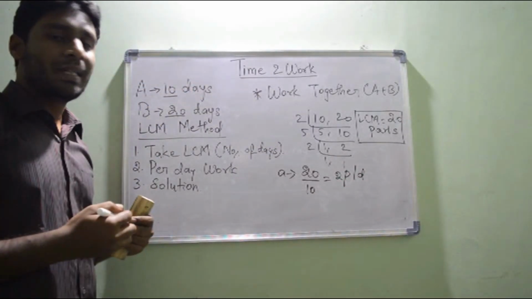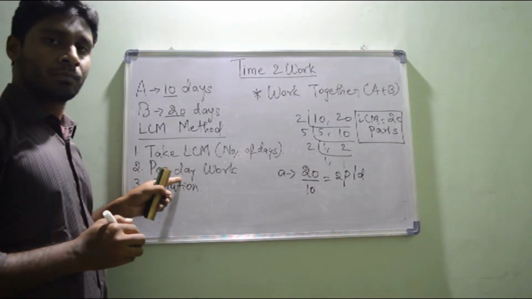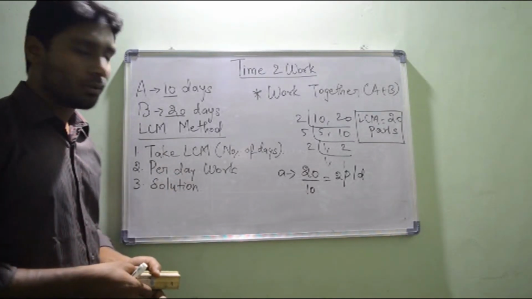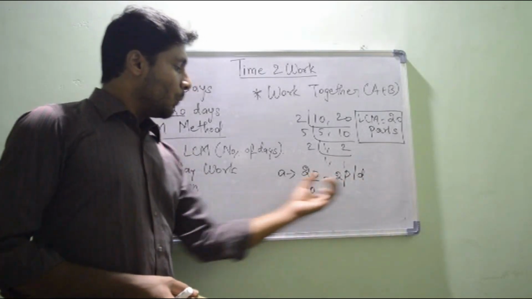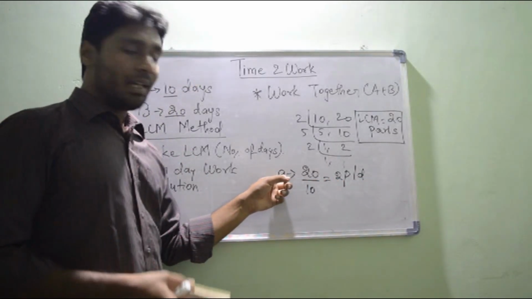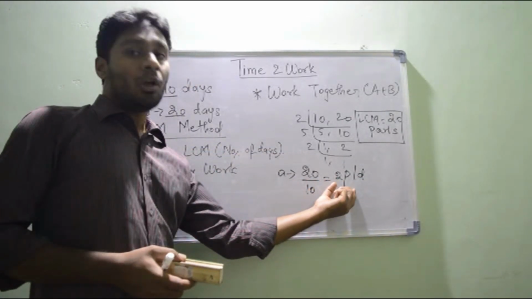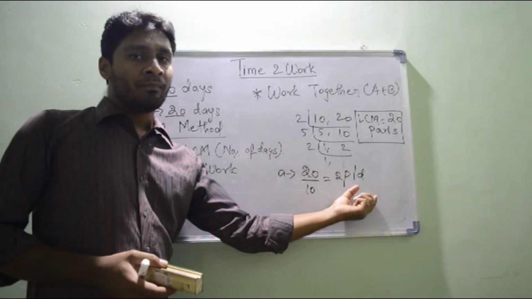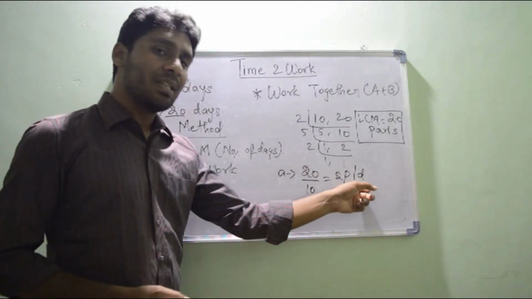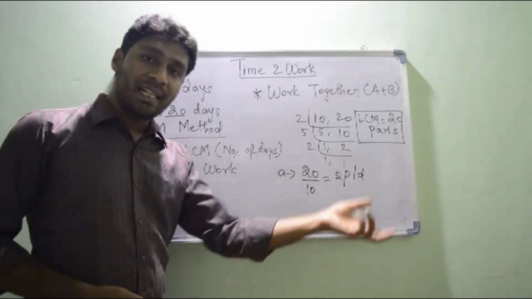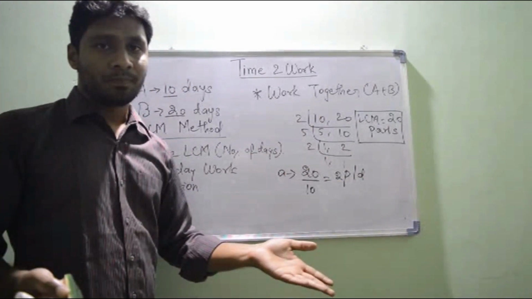That's it. This is the per day work, or else we can call it the 1 day work. Got it? So A can do 2 parts in 1 day. This means that when A is working alone, he can finish only 2 units or 2 parts in one particular day. And what about 2 days? If he can finish 2 parts in 1 day, in 2 days he can finish 4 parts. Again in 3 days, 6. It goes on like that.